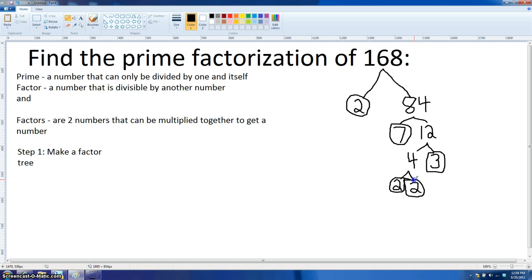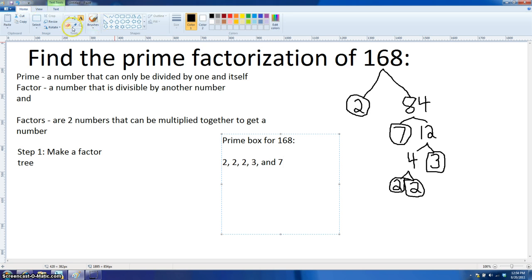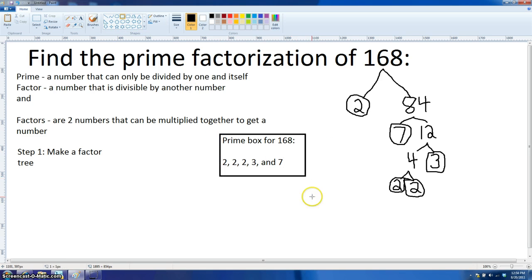Alright, the last thing I just want to do is make a little prime box. The prime box for 168 would be 2, 2, 2, 3, and 7. This prime box is very important for what we will do tomorrow. So I want you all to go ahead and make a prime box, and I'll make a little box shape around it just to know that this is my prime box.